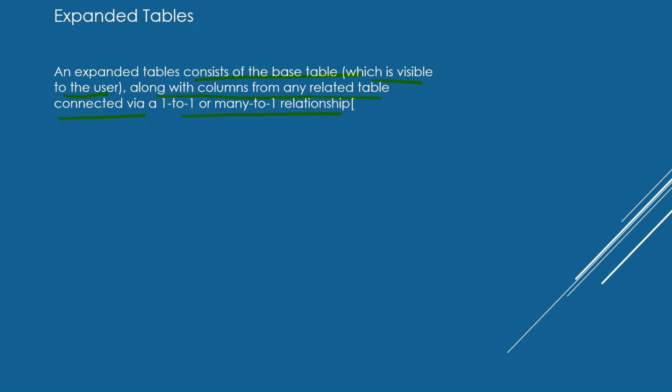So, suppose we have a table which is visible, which has 10 columns visible to the user. That table is connected with three different tables with the help of one-to-one and one-to-many relationships. So an expanded table will be automatically created, and it will have all the columns from the base table as well as all the columns which are present in the related tables.